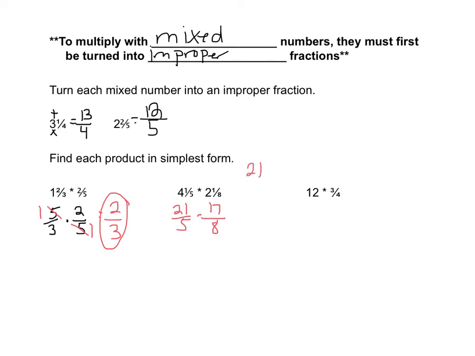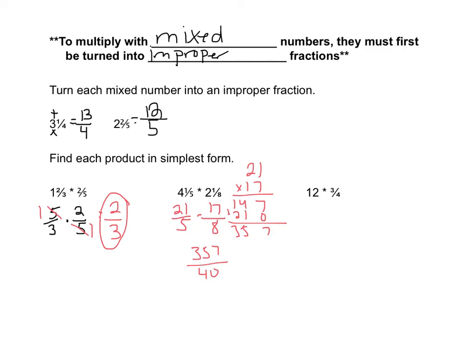So we have 21 times 17, which is 357. And then 5 times 8 is 40. Now that would be our answer in an improper fraction.